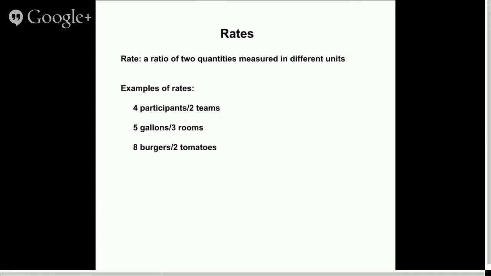All right. One more definition here. A rate. A rate is any ratio where the two numbers are measured in different units. So 4 participants to 2 teams. 5 gallons to 2 rooms. 8 burgers to 2 tomatoes.